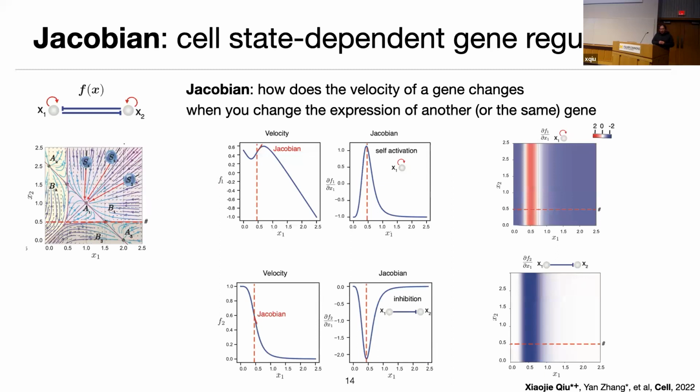We can also do a similar analysis to calculate the Jacobian from X1 to X2. You can see here there is a very deep valley that indicates a repression from X1 to X2. And again, if you plot this in the heat map, you can also see the repression from X1 to X2 in the entire state space.